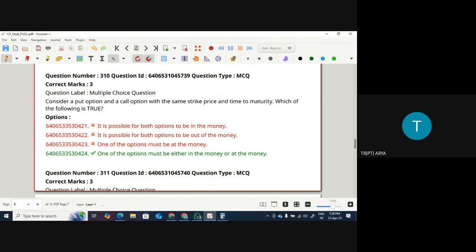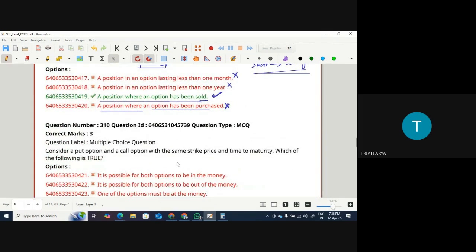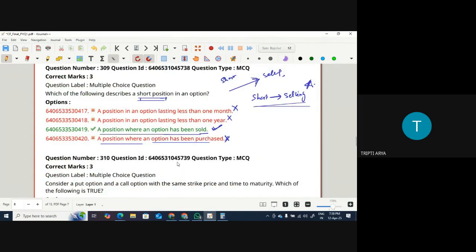Now consider, similarly, if the question comes about the long position, then we will keep it for buying, right? Yes, long means when you have purchased. Long position means purchase.